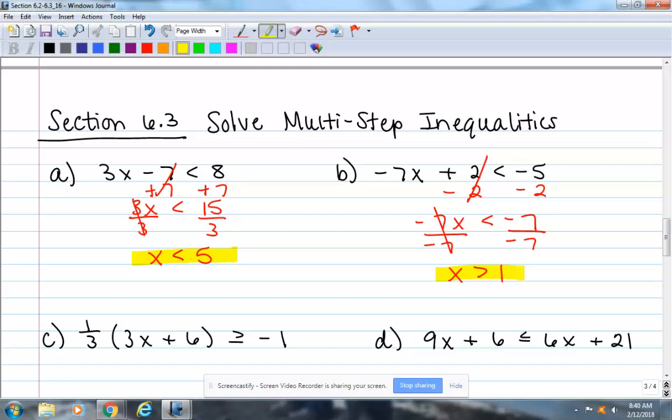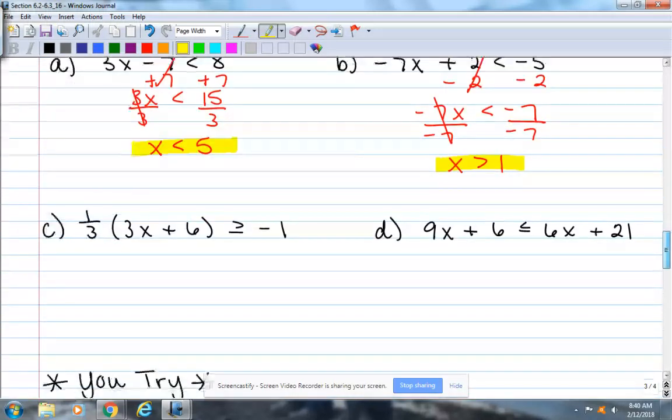Then our problems get to be more fun. One third parentheses 3x plus 6 is greater than or equal to negative 1. So we want to solve for x. So what do you think we're going to have to do first here? We can distribute this one. This one is a good one to distribute with the fraction because both of those numbers on the inside are divisible by 3, aren't they? Yeah, so multiplying times a third is the same as dividing by 3.